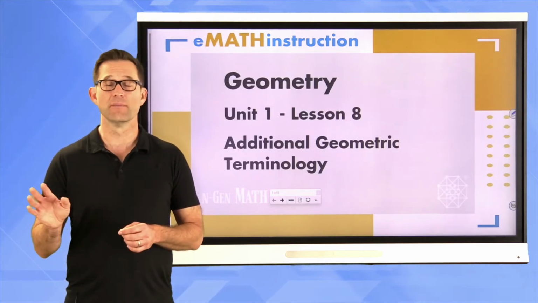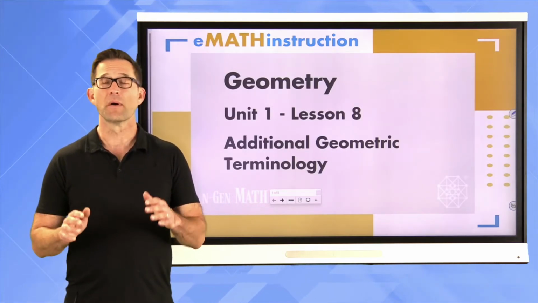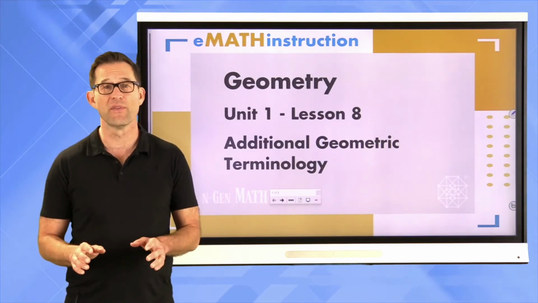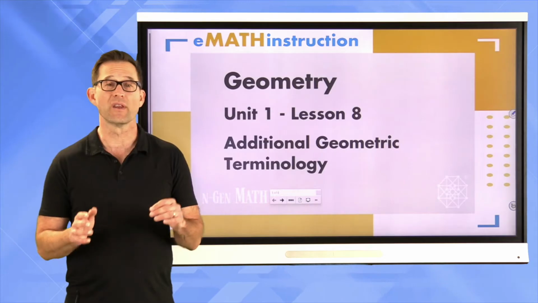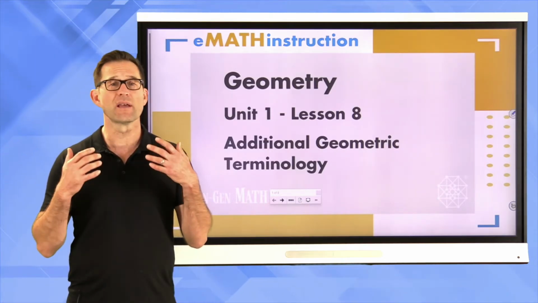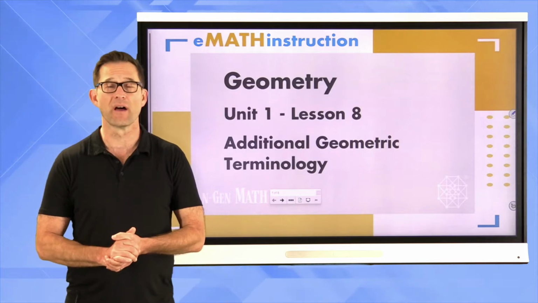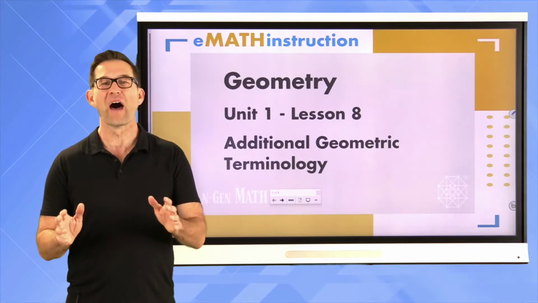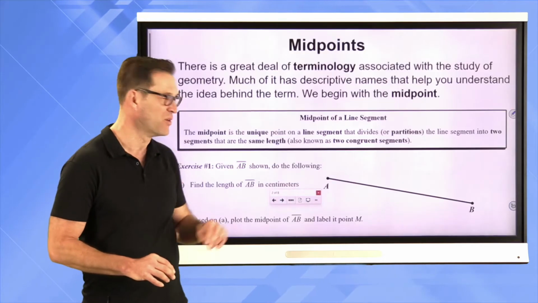So we've seen a bunch of geometric terminology so far. We spent a long time talking about different pairs of angles and all the terminology associated with them. In our previous lesson we looked at angle bisectors and perpendicular lines. And in this lesson we just want to take a look at some final pieces of terminology. They're not going to be our last pieces of terminology, but for now they will be. So let's get into them.